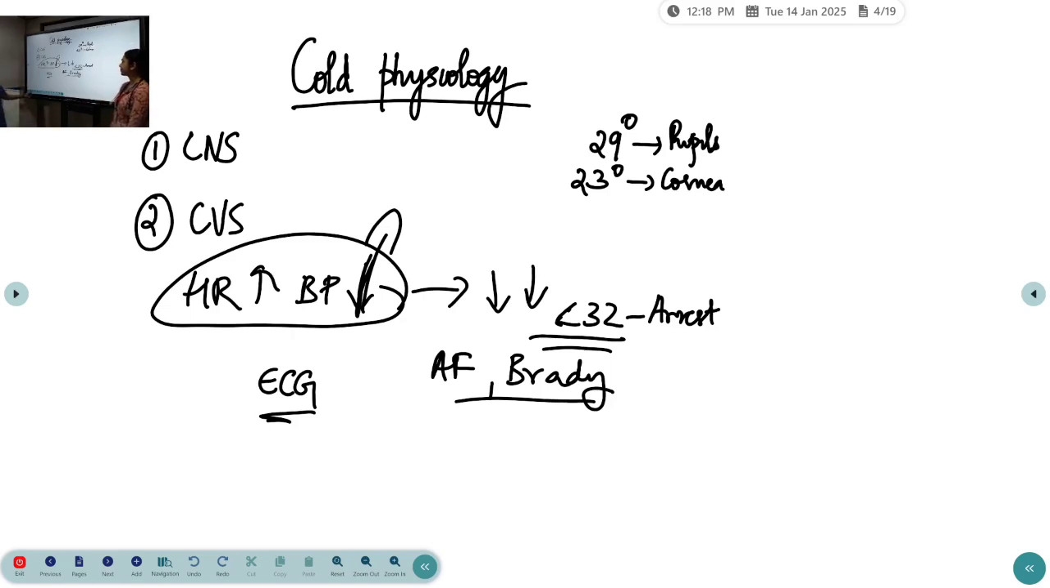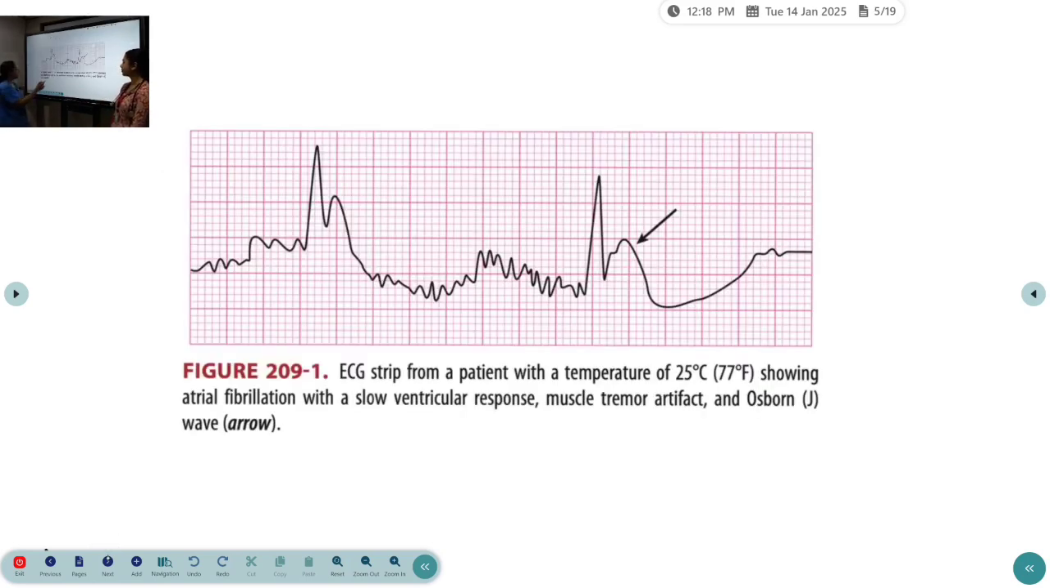Okay. Then coming to the ECG changes, as we can see here, the patient will show Osborne waves. That is, at the junction of the QRS complex and the ST segment, there can be an elevation.